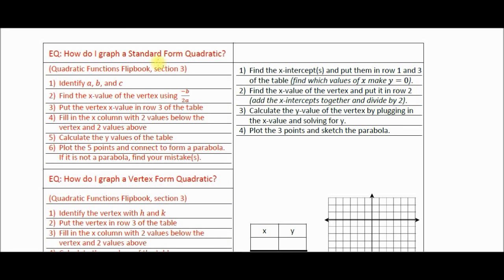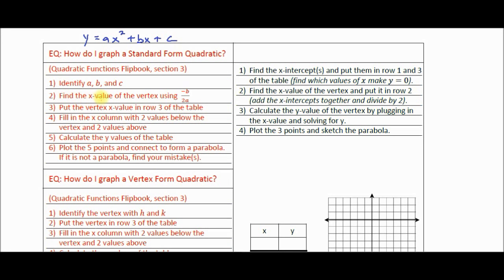Remember, when we graphed a standard form quadratic, the first thing we did was we identified A, B, and C. Remember, a standard form quadratic looks like this. I'll put it up here on the top. It looks like y equals ax squared plus bx plus c.